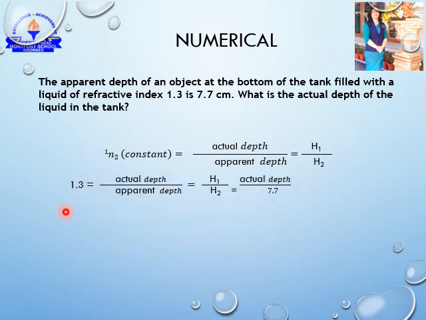Hence, putting the value, refractive index is given to you as 1.3, put here 1.3. Actual depth we need to find out. Apparent depth is given to you, that is 7.7. So put the value here 7.7. Now find out the actual depth. Actual depth will be equal to 1.3 into 7.7. When we multiply it, we are going to get 10.01 centimeters. So this is the formula for actual depth.